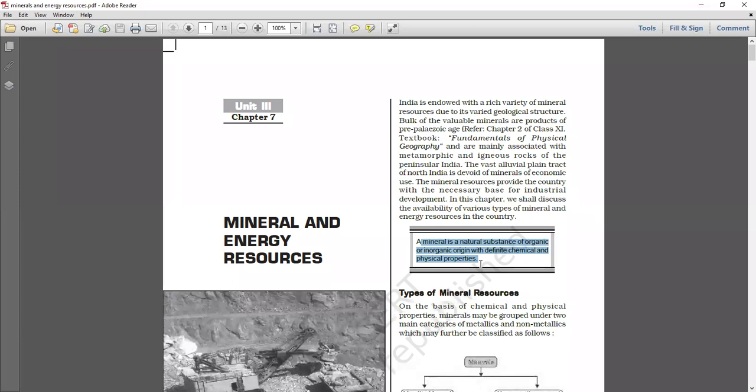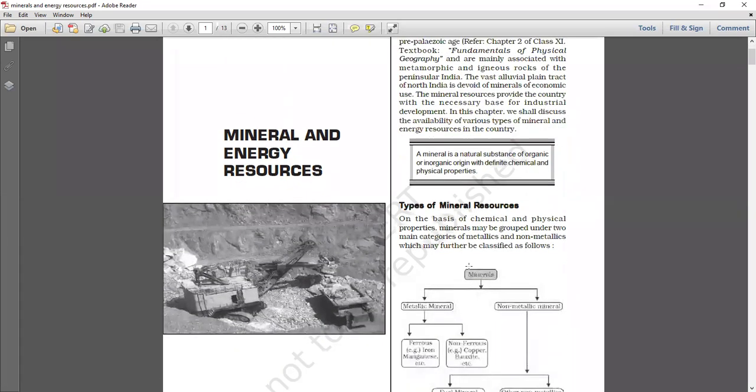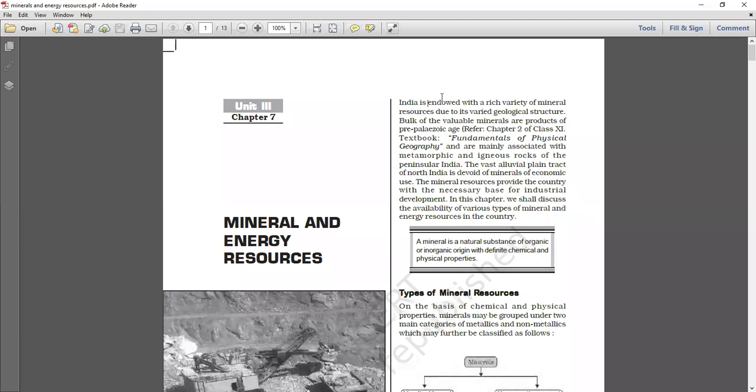Let's talk about the inorganic minerals. Inorganic minerals are those which are inorganic in origin, like mica, limestone, graphite. These are all included in the inorganic origin minerals. Minerals have definite chemical and physical properties. So what we discussed, mica, limestone, graphite, have definite chemical and physical properties. Next, India is endowed, which means India is furnished, with a rich variety of mineral resources.